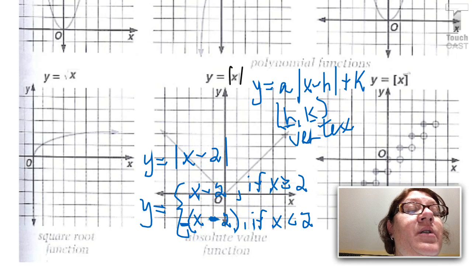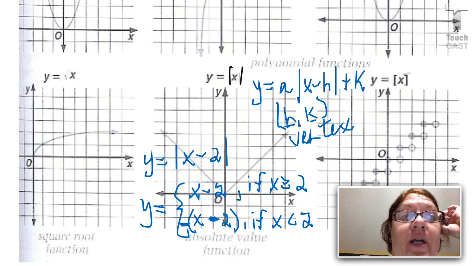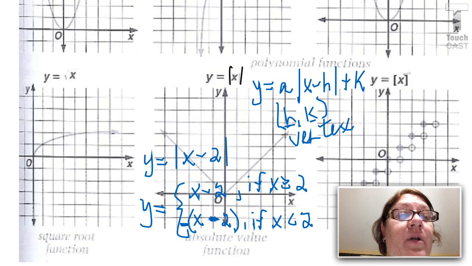So 2 is the dividing point, and interestingly enough, isn't it, that that's h, and so the stuff inside I won't have to worry about changing the sign on when x is greater than or equal to 2, but I will have to change the sign on it if x is less than 2. Very important about absolute values.